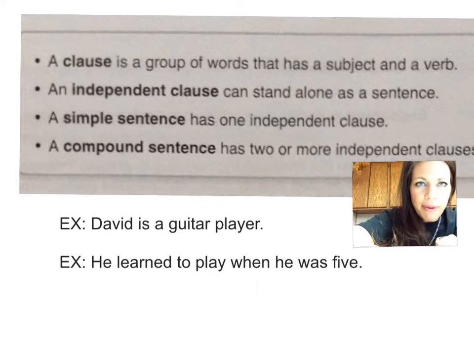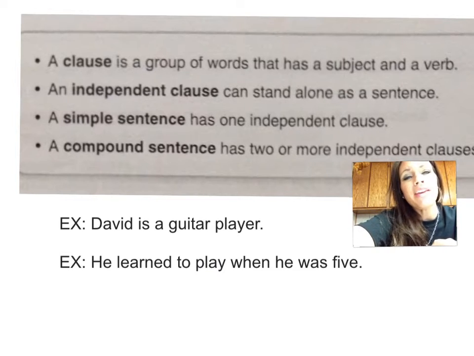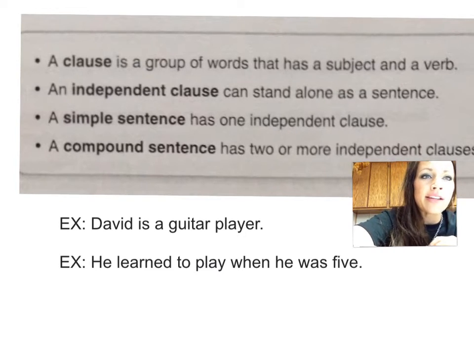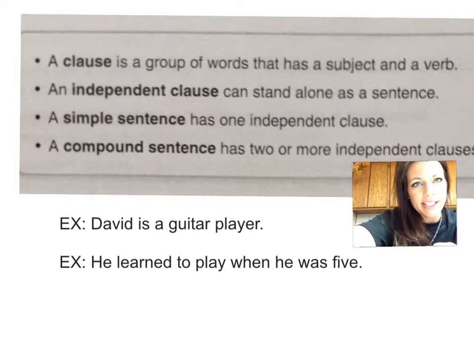This time when I talk about sentences, I'm going to call them a clause. Now, we have sentences that have an independent clause in them, but we have sentences that have more than one clause. And we call those simple sentences or compound sentences. So that's going to be our focus for the week.